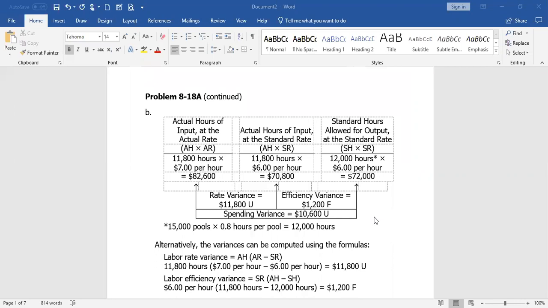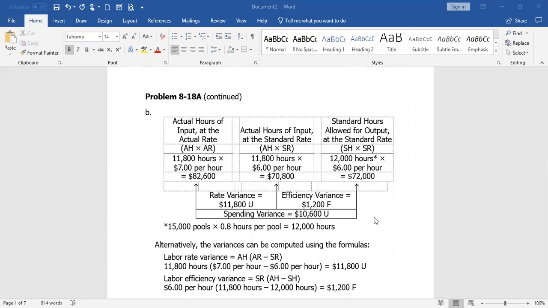We now compare our flexible budget to our planning budget amount, which was standard hours times standard rate, $72,000. In this case, we are actually in a favorable efficiency variance. We used less labor hours than we budgeted. We budgeted 12,000 hours to make those pools. We only used 11,800. So the difference in hours times that $6 per hour gives us a dollar value for the efficiency variance: favorable of $1,200. So overall, we spent $10,600 more than we had budgeted in our planning budget.